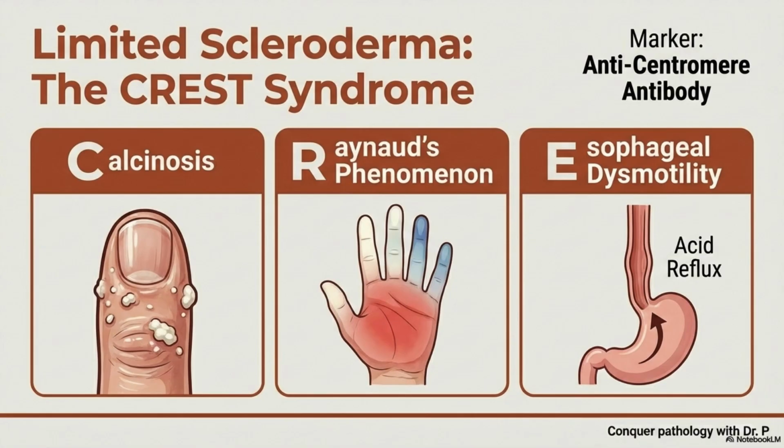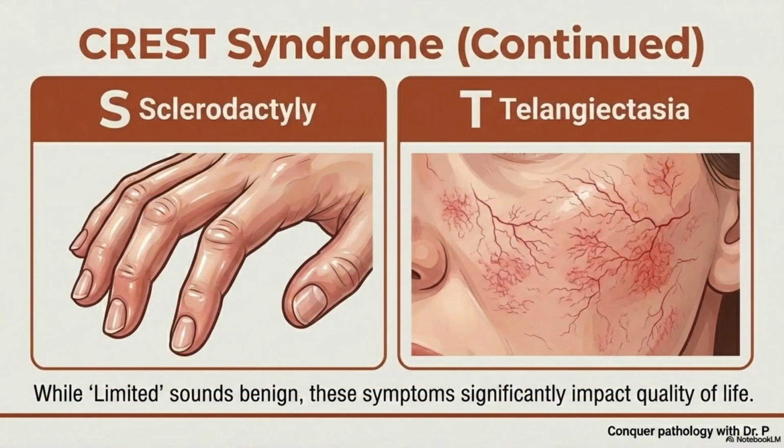C is for calcinosis, calcium deposits. R is Raynaud's phenomenon, blue fingers in cold. E is esophageal dysmotility, you can't swallow. S is sclerodactyly, skin of fingers gets tight. And T is telangiectasia, red spots on skin.